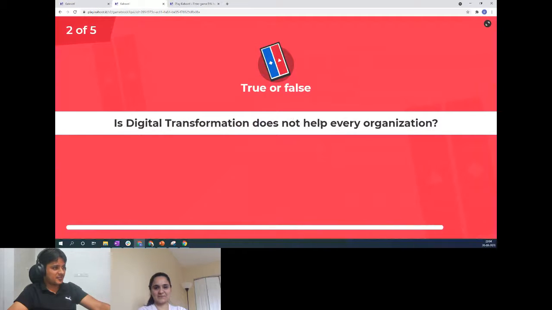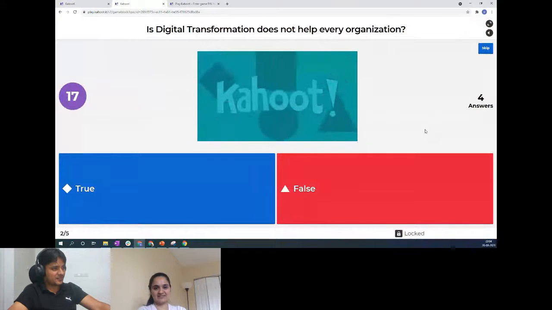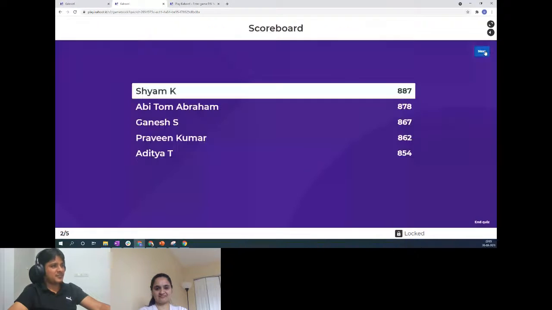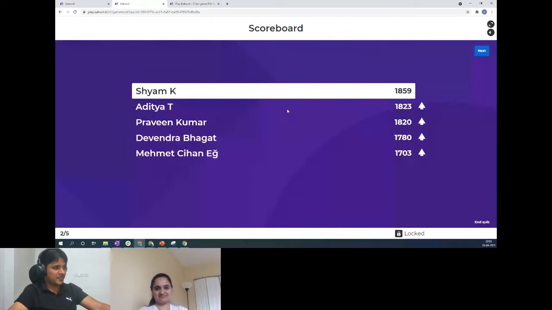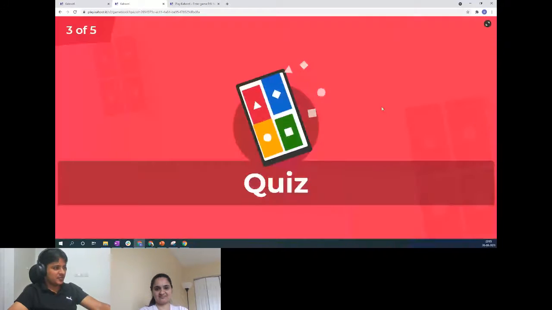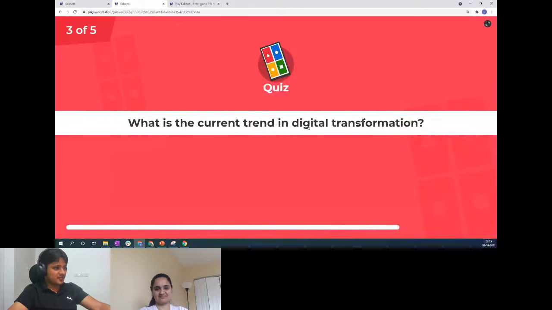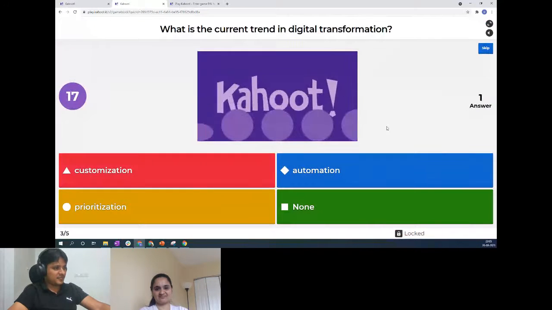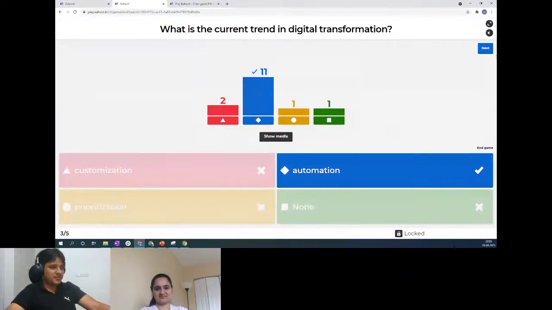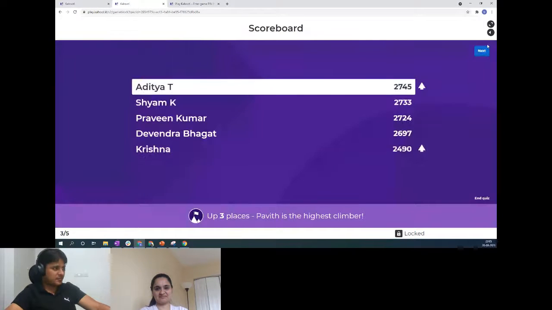Digital transformation does not help every organization, true or false? Yes, false is the answer. And again, Aditya came up, and Praveen also. Let's go to the next question: what is the current trend in digital transformation? Again, Aditya, Sham, and Praveen Kumar. So let's have two more questions.